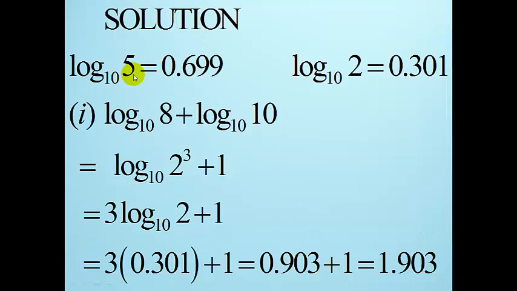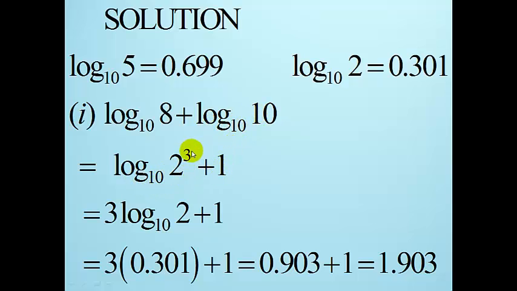Solution. From the question, we were given log 5 to the base 10 to be 0.699, and we were also given log 2 to the base 10 to be equal to 0.301. Now we are asked to evaluate log 8 plus log 10. Take note, they are all to the base 10. 8 can be expressed as 2 raised to the power 3. Log 10 to the base 10: from the property, log of a number to the same base equals 1.